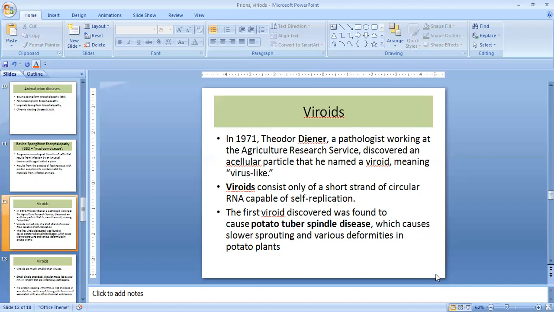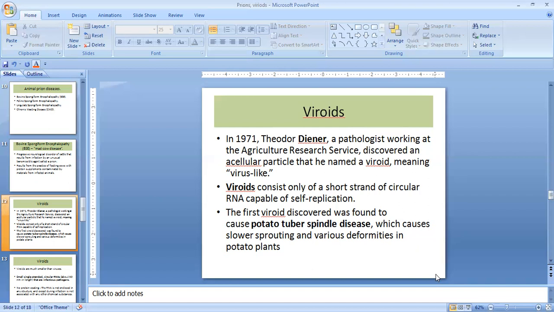And it consists of viroids. It consists only of a single-stranded RNA or a short strand of circular RNA capable of self-replication, no double strand or no DNA. It consists of only a short strand of circular RNA which is capable of self-replication. This RNA is capable of self-replication. Very, very important.